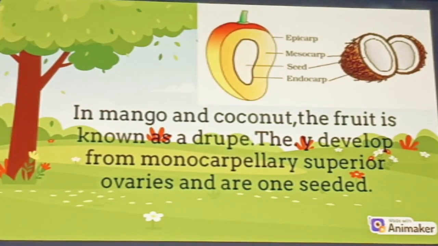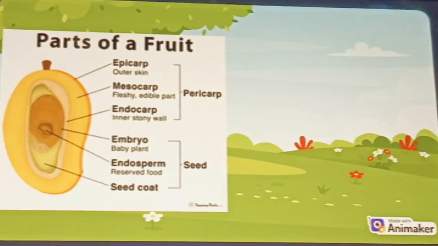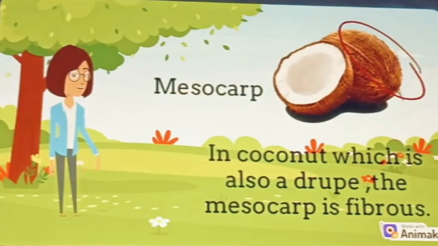In mango and coconut, the fruit is known as a drupe. They develop from monocarpellary superior ovaries and are one-seeded. In the mango, the pericarp is well differentiated into the outer thin epicarp, a middle fleshy edible mesocarp, and an inner stony hard endocarp, as you all see in the picture. In the coconut, which is also a drupe, the mesocarp is fibrous.